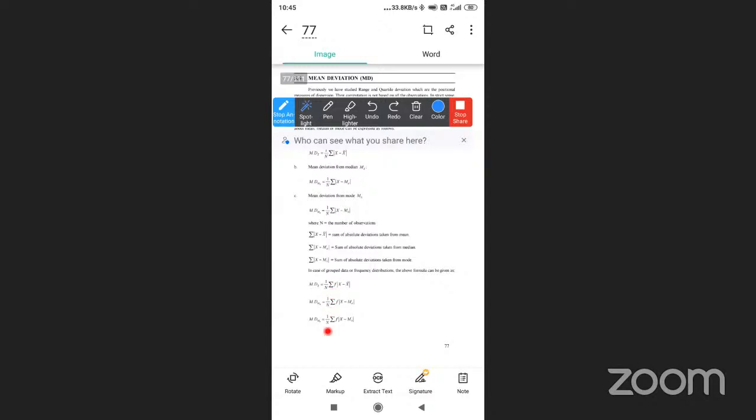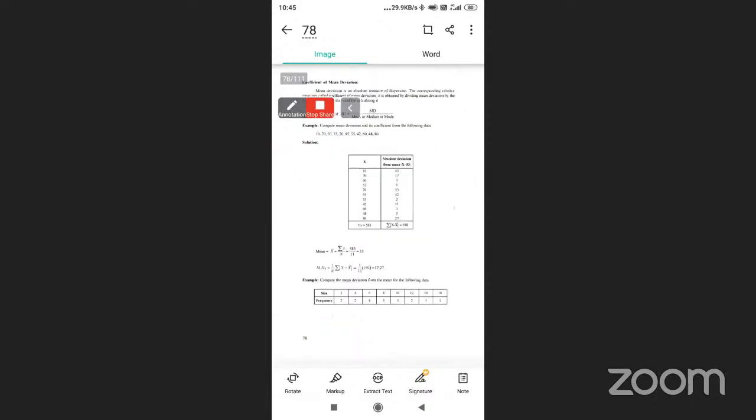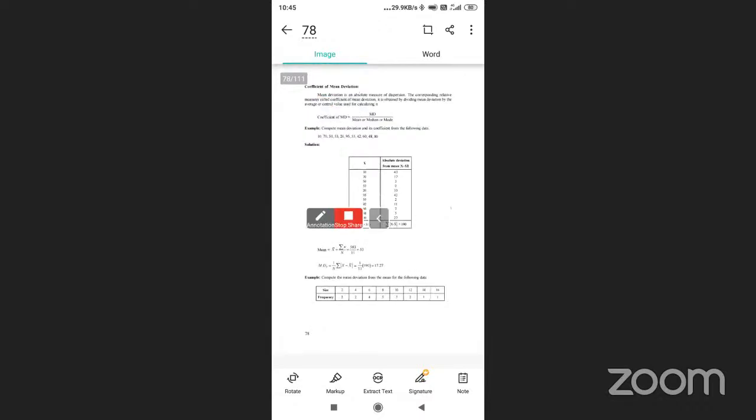Okay. Mean deviation about mode is equal to 1 by N, sigma f into modulus x minus mode. Now coming to the coefficient of mean deviation. Mean deviation is an absolute measure of dispersion. The corresponding relative measure is called the coefficient of mean deviation. It is obtained by dividing the mean deviation by the average or central value used for calculating it.